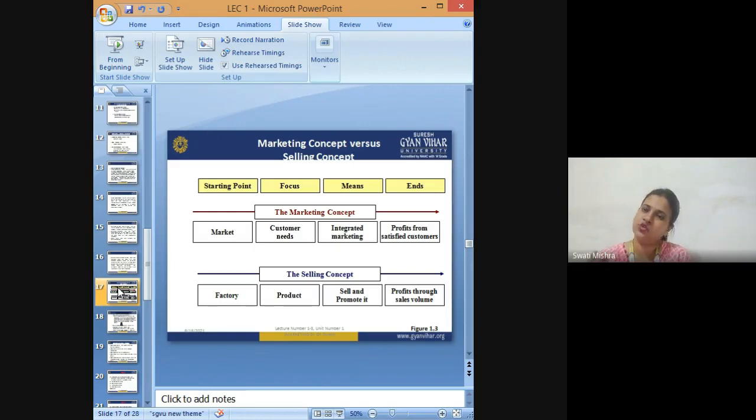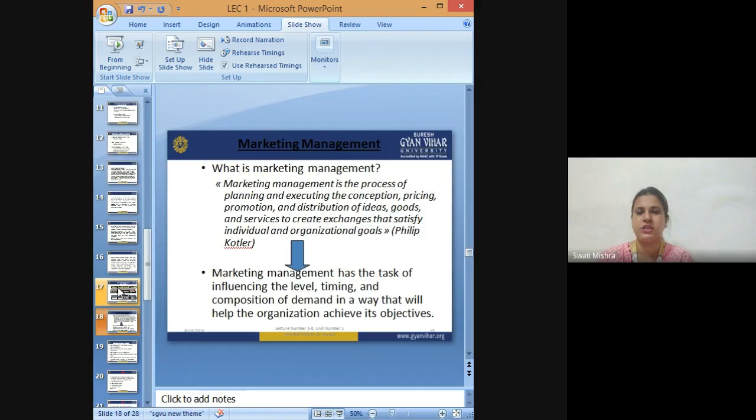Whereas when you talk about the selling concept, as I've shown you on the screen, the selling concept basically starts from the factory, moves towards the product, then sell and promote it. Then, of course, the profits through sales volumes are acquired. So you can easily understand the difference between the marketing concept and the selling concept, and the main reason why slowly the selling concept was washed out of the markets and the marketing concept came in.